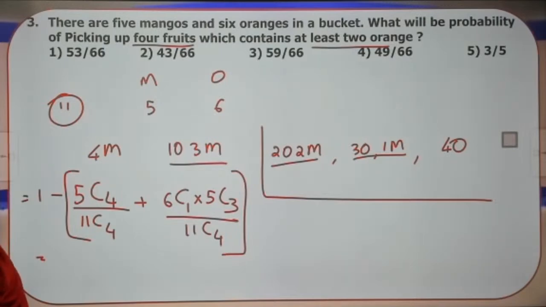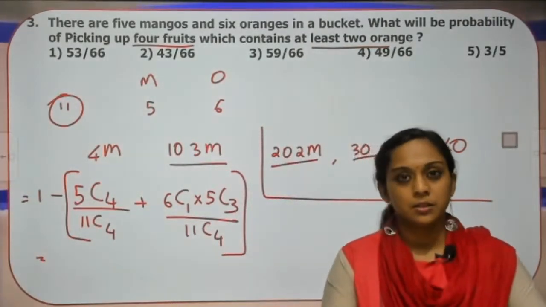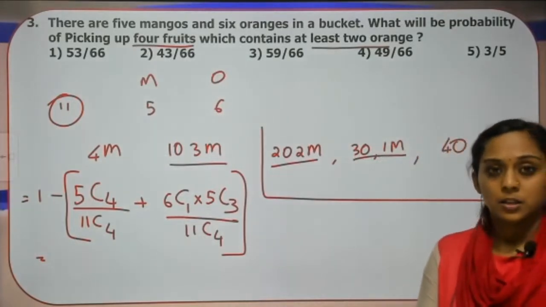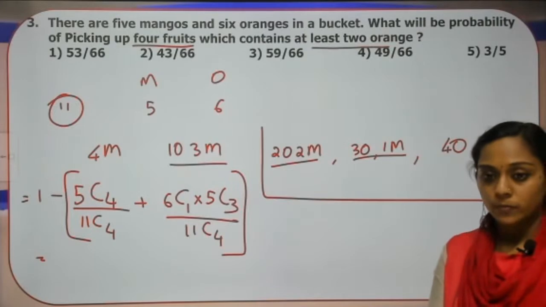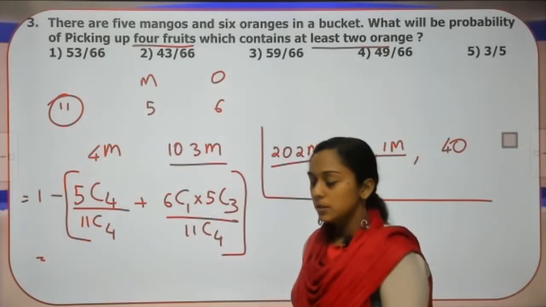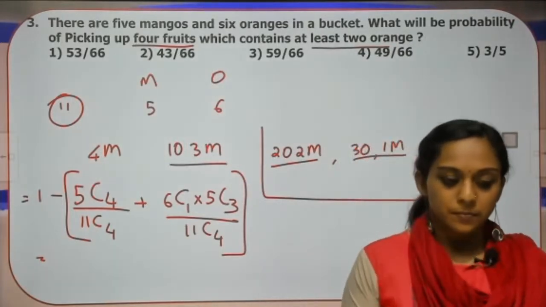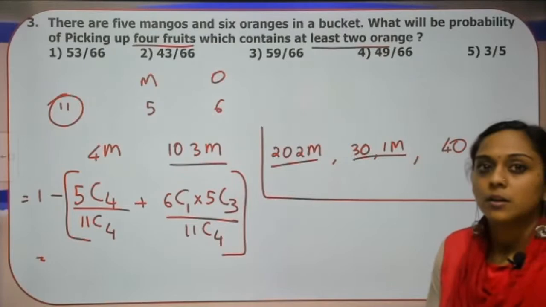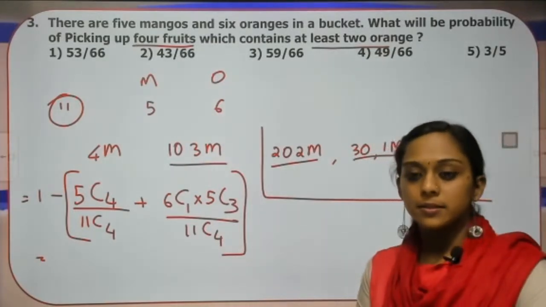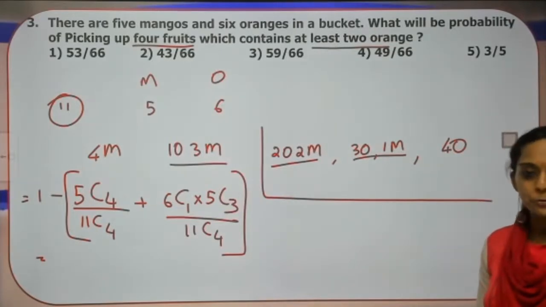What is the answer? Answer is option 1. Should I show you the simplification part, or is it clear for you? On simplifying, you will get the answer as 53 by 66. Okay, Gauri, right answer. I hope it is clear for you.